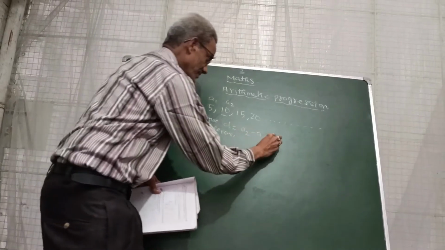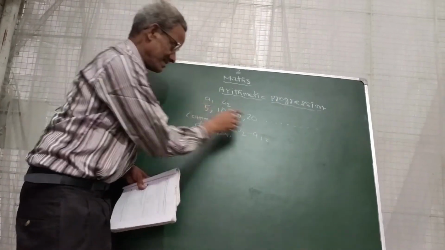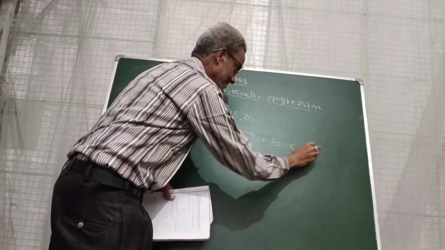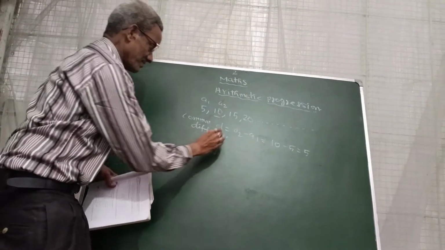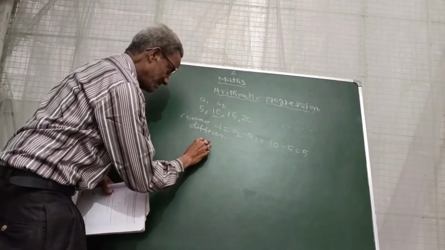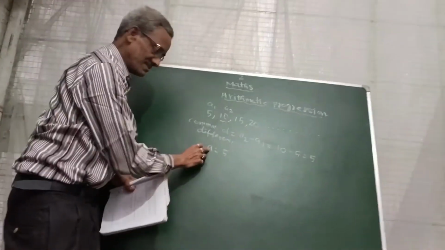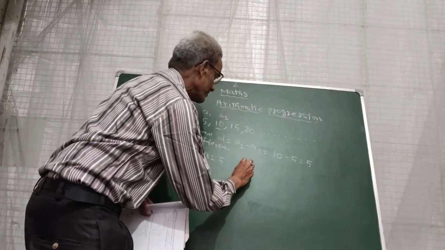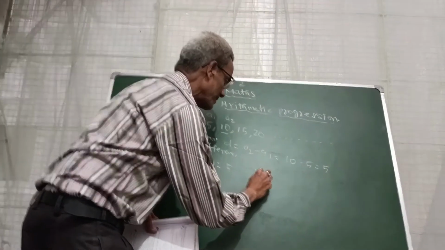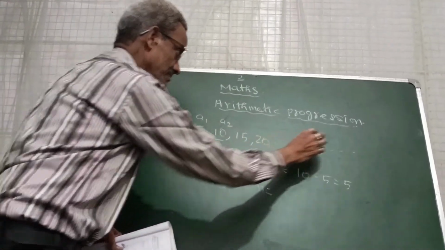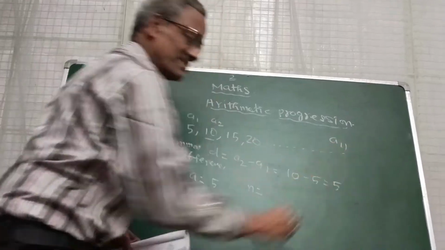Now what is A2? A2 is 10 and the first term is 5. So the difference is 5. The first term is 5, so write a as the first term, and then we have to find the number of terms. This is the second term, third term, fourth term. Now I want the answer for the 11th term.